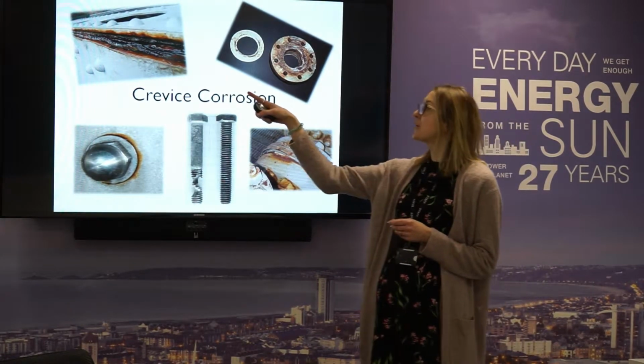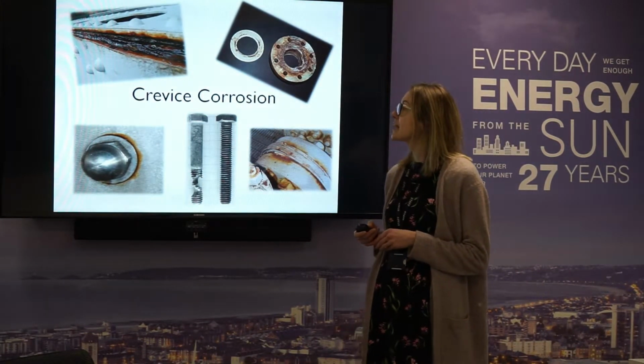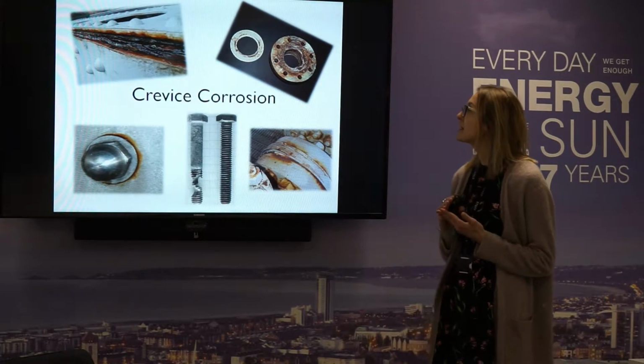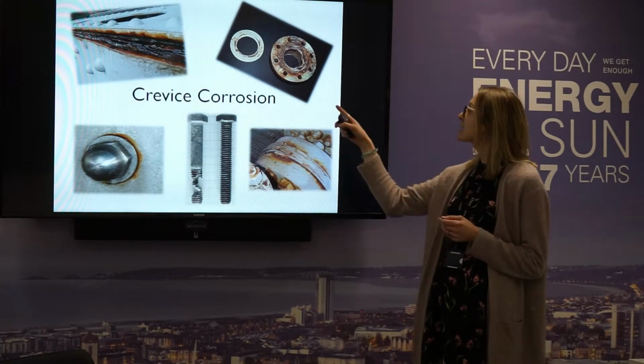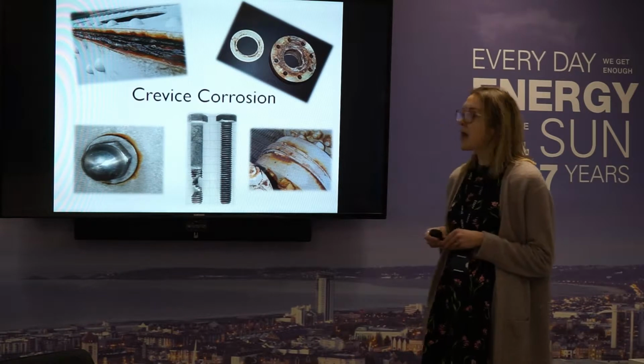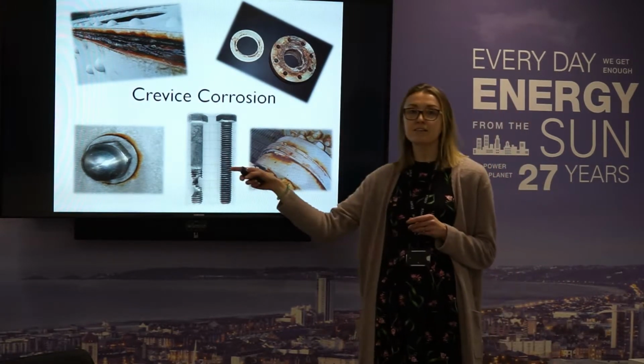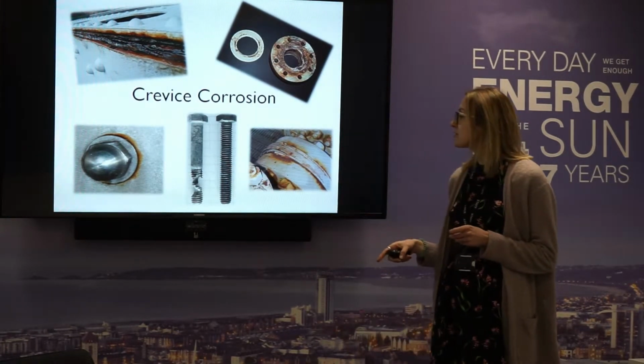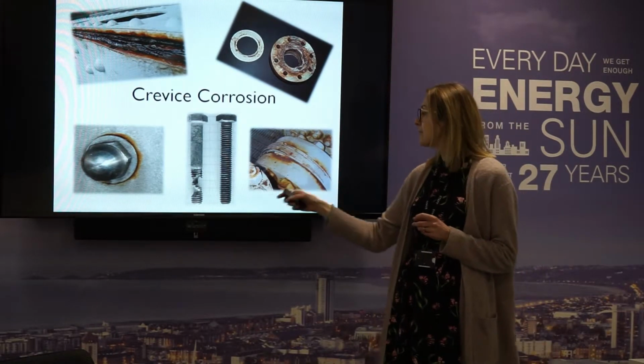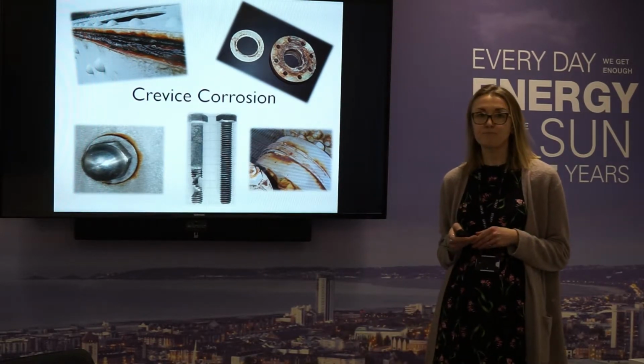In this top corner here, we can see that crevice corrosion has occurred where two plates are joined. Here at a gasket, we can see there's crevice corrosion, and we also get it occurring at these riveted plates and also these screws here where a component is threaded.